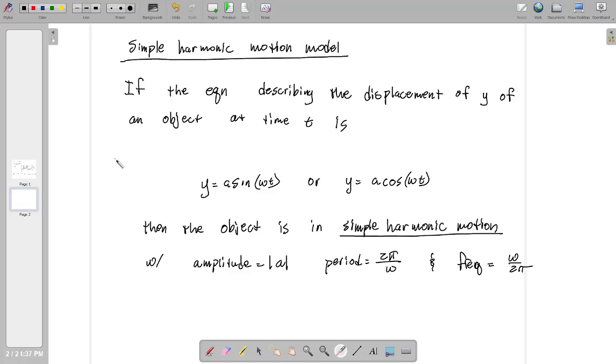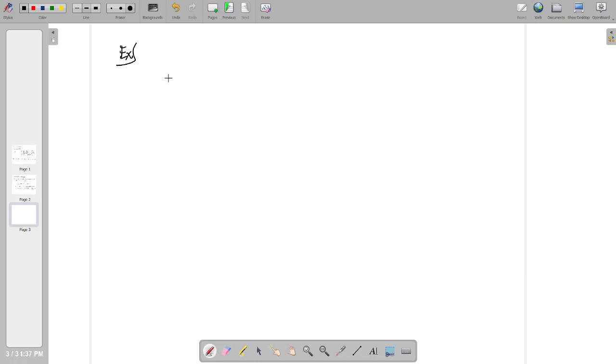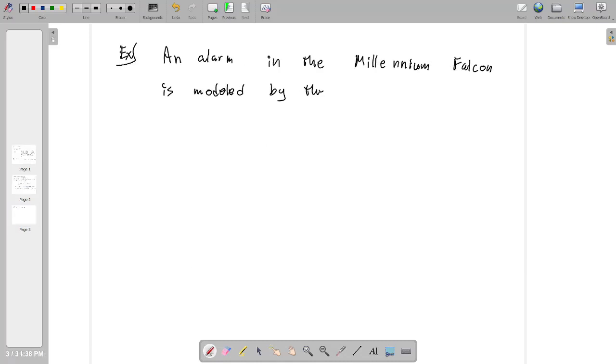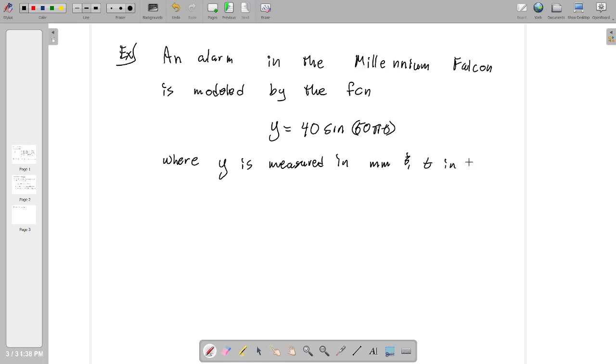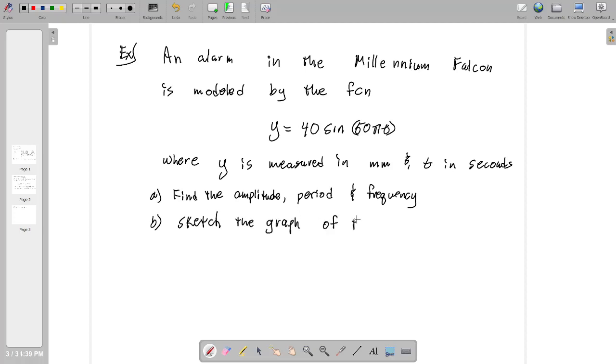All right, we're going to do quite a few examples here because they're fun. An alarm in the Millennium Falcon is modeled by the function y equals 40 sine 50 pi t, where y is measured in decibels and t in seconds. A, find the amplitude, period, and frequency. B, sketch the graph of the model.